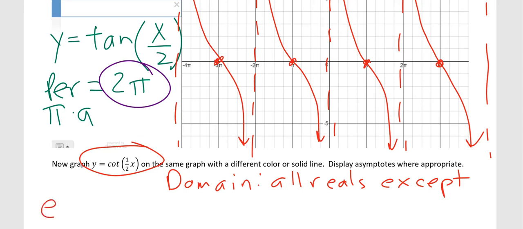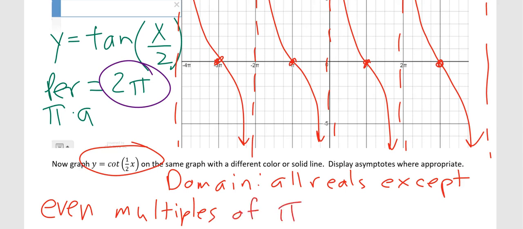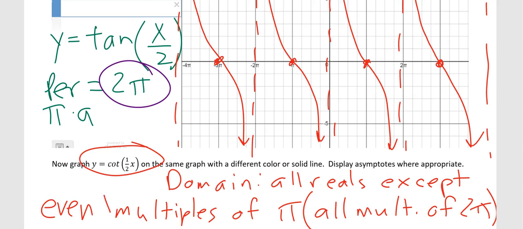One way to say it would be even multiples of what? Of pi. But there's another way we could say it. We could also say all multiples of 2 pi. I guess even integer multiples. We've been using the word integer for a good reason. Okay. All integer multiples of 2 pi.